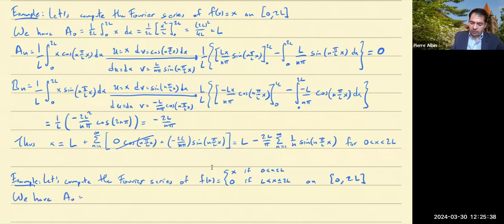We have a0 would be 1 over 2L, integral 0 to 2L of f of x dx. So since f is 0 from L to 2L, this is just the integral up to L of x dx. So it would be 1 over 2L times L squared over 2, and so L over 4.